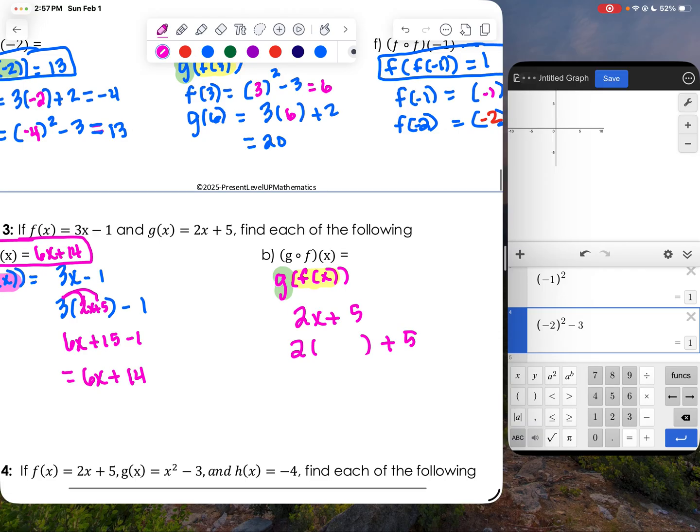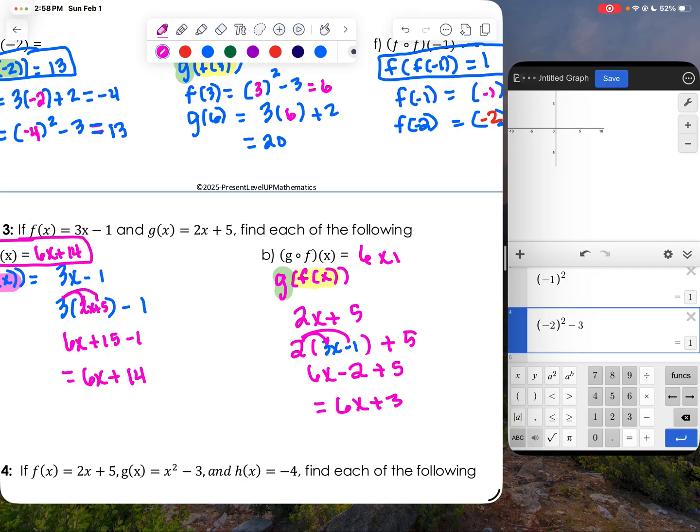So when I plug in f of x, that was 3x minus 1. Now we're going to simplify this here. We'll distribute the 2, so this would be 6x minus 2 plus 5. Combine like terms to get 6x plus 3. So g of f of x was equal to 6x plus 3.